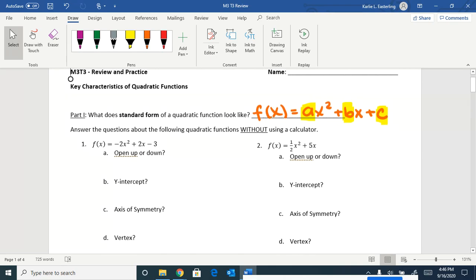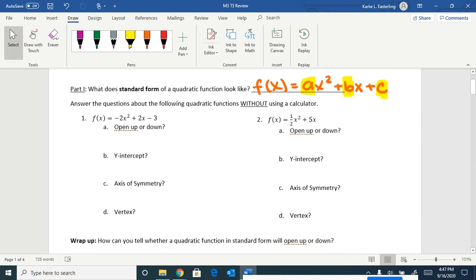So now we're going to answer some questions about the following quadratic functions without using a calculator. This is stuff that you should be able to do without picking up a calculator or Desmos. So number one, we're looking at f of x equals negative 2x squared plus 2x minus 3. Is it going to open up or down? This one is going to open down, and we know that based off of that negative in front of our a value.